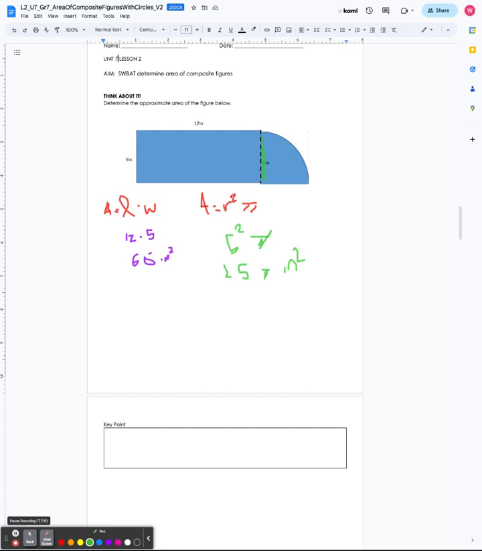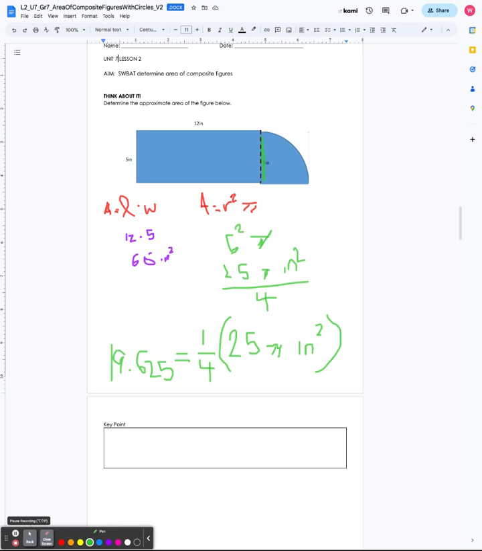However, when we look at this circle, is this a full circle? No, it's not. We see that it is a quarter, or 1/4, of a circle. So we're going to have to take this 25 pi and divide it by 4. So the area of this quarter circle would be 25 pi inches squared divided by 4. Another way we could write the area of this part of the circle is 25 pi inches squared times 1/4.